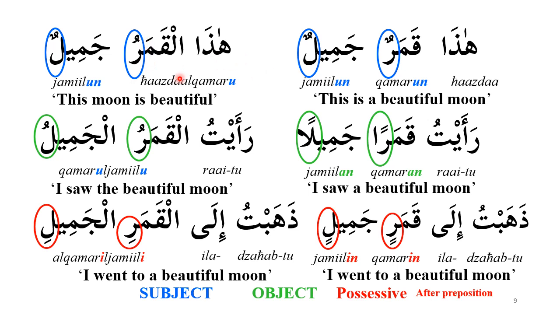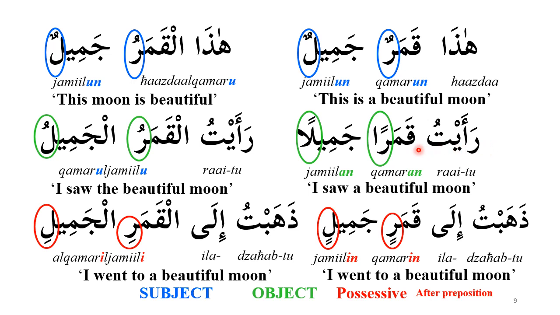Hazal qamaru. See here, in qamaru the nun has been removed, but the nun remains with jamīlun, because this means this moon is beautiful, right? Then hazal qamarul jamīlu means this beautiful moon. The would be incorporated, moon and beautiful, at that time, right?